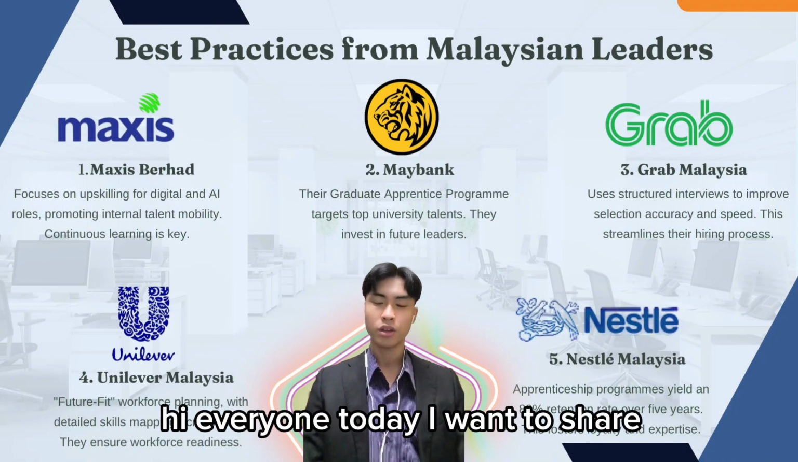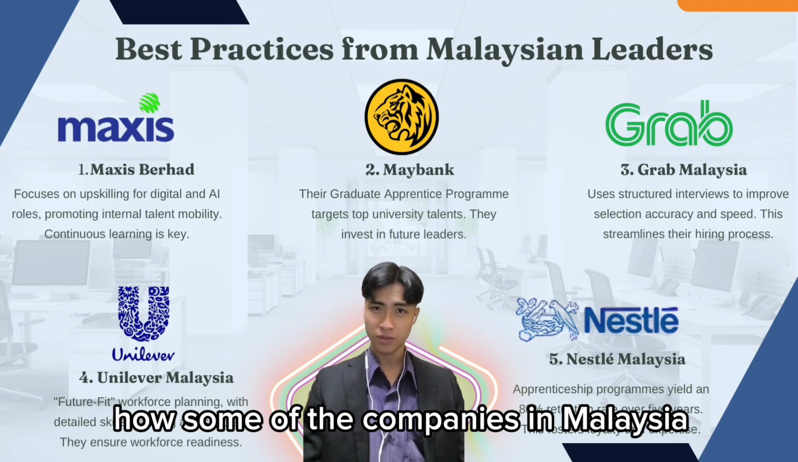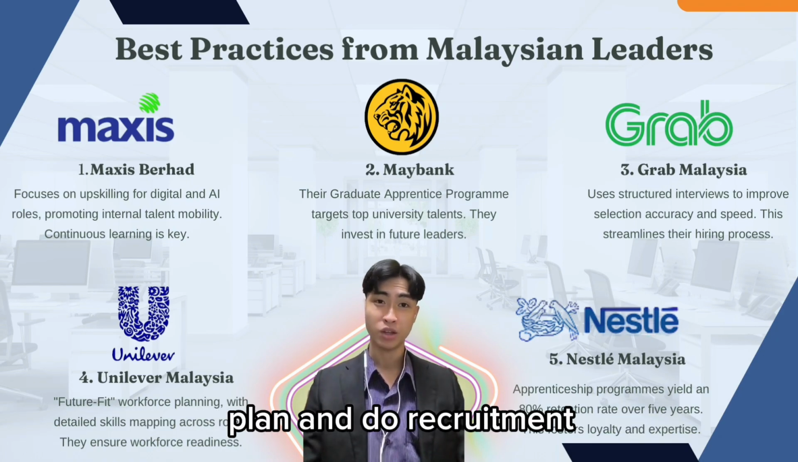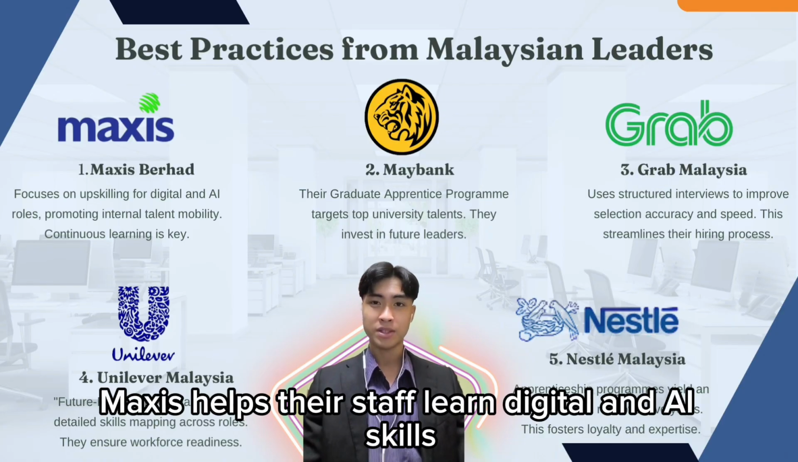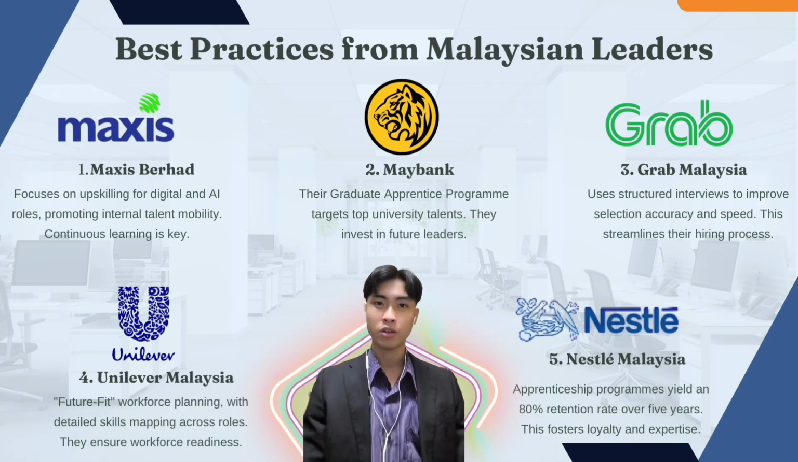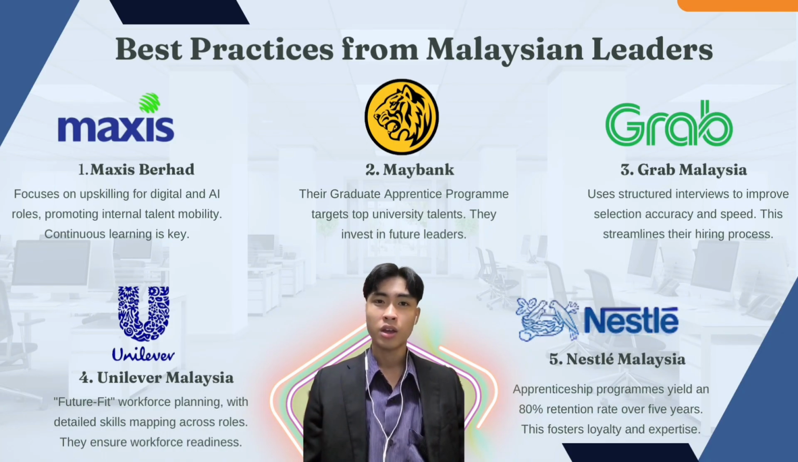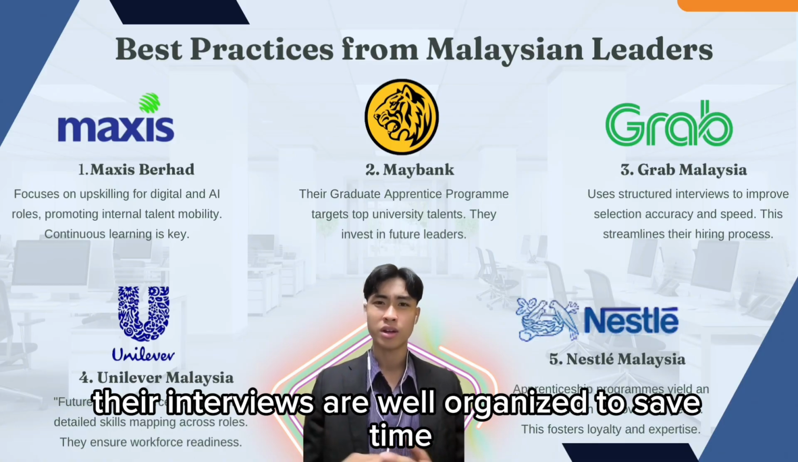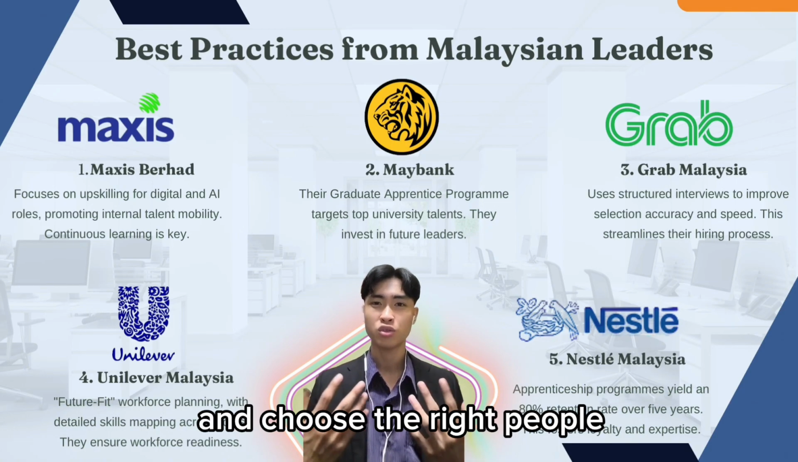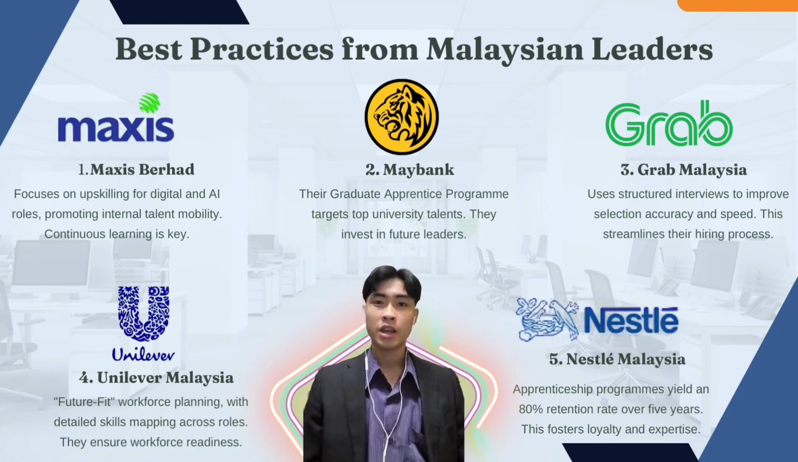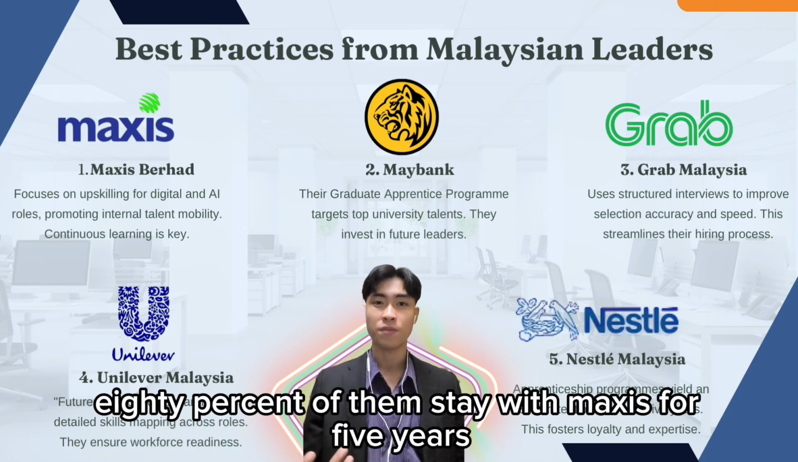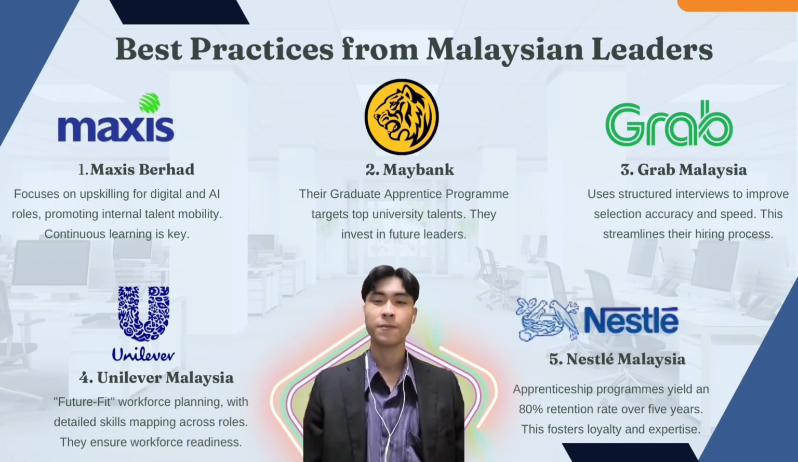Hi everyone, today I want to share how some big companies in Malaysia plan and do recruitment. Maxis helps their staff learn digital and AI skills. They also give chances for staff to grow within the company. Their interviews are well organized to save time and choose the right people. Their apprentice program is strong. 80% of them stay with Maxis for 5 years.